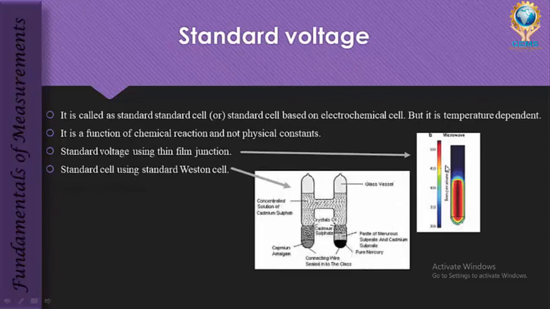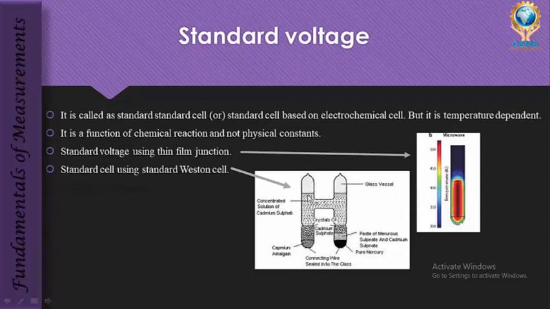So in the Weston cell, it had an H-shaped glass. They took a cadmium sulfate solution in which cadmium amalgam was taken in one particular tube and mercury was taken in another tube. So the tube which has mercury is a positive electrode, and the tube which has cadmium amalgam was taken as a negative electrode. So you have a solution of cadmium sulfate, deposit cadmium amalgam in this tube, which is said to be the negative electrode, deposit mercury, and this is taken as a positive electrode.